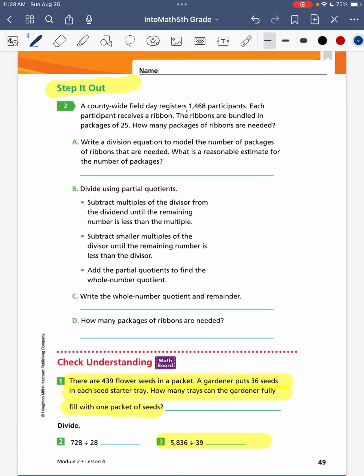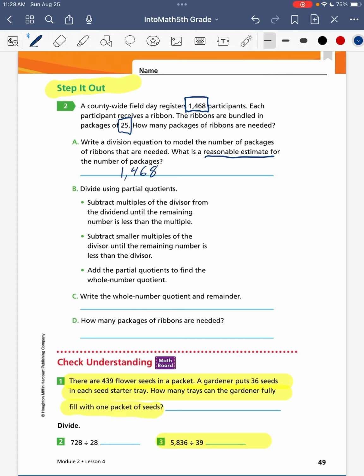A county-wide field day registers 1,468 participants. Each participant will receive a ribbon. The ribbons are bundled in packages of 25. How many packages of ribbons are needed? We need to write a division equation to model the number of packages of ribbons that are needed and come up with a reasonable estimate.